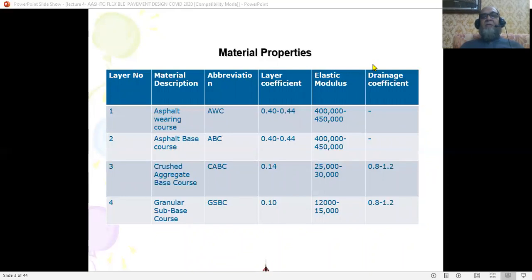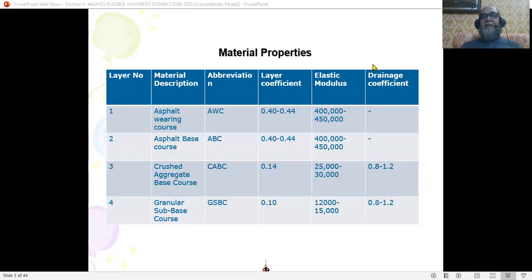Now, one of the properties that we need to design a pavement by AASHTO is the layer coefficient. This is typically abbreviated as small a_i. What is a layer coefficient? Layer coefficient is actually a layer structural coefficient that represents how much this layer will act as a structural element.